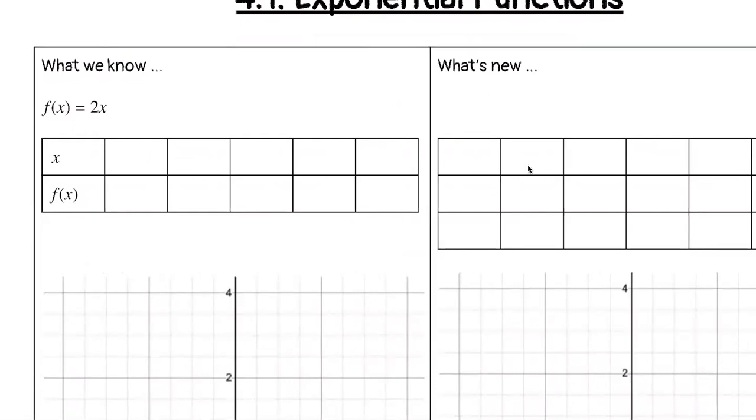And right here we have this function, f of x equals 2x. All right. So what shape is this when I graph it? A line? It is a line, yes, absolutely.